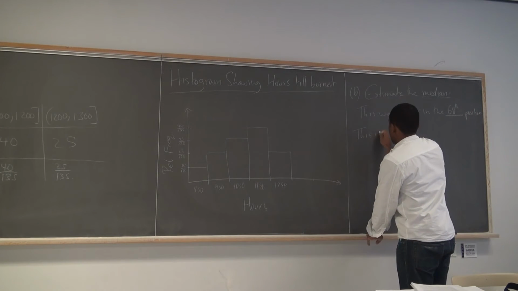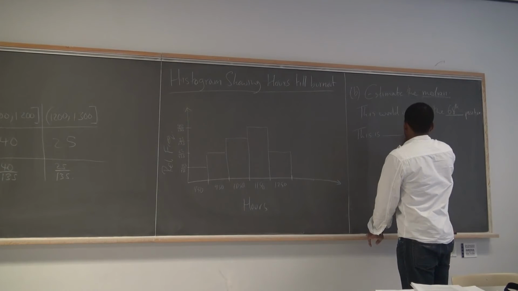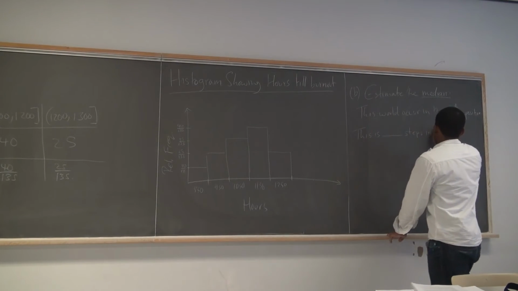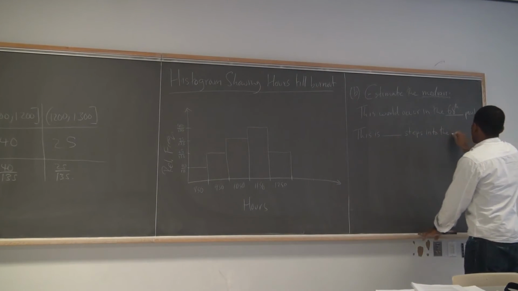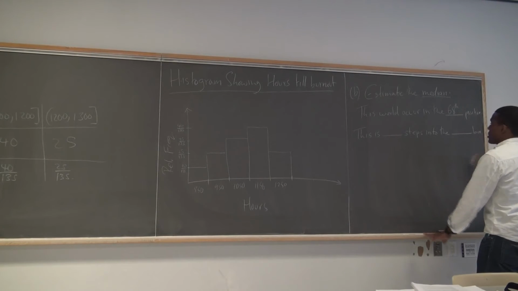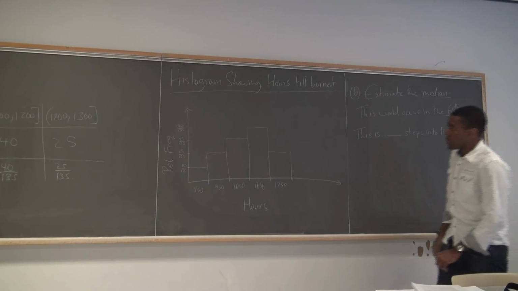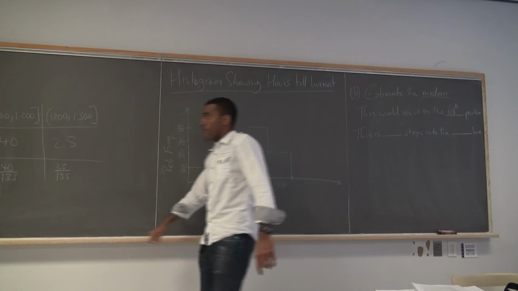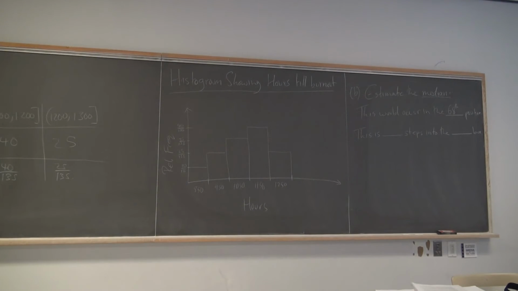This is blank steps into the bin. Where would this actually put us to get to the 68th number? We get the first 10 here. This is the first 35. Here would bring us to 70, right? Which means we have to hit 68 before that, right?